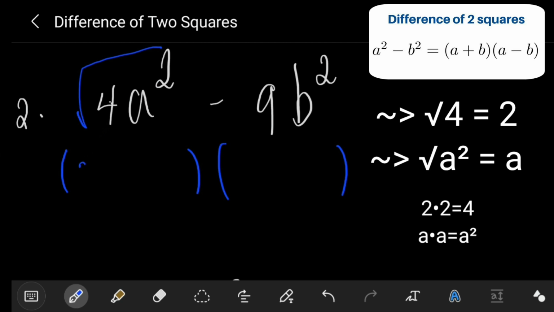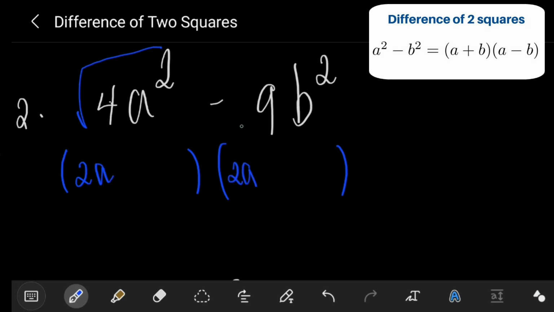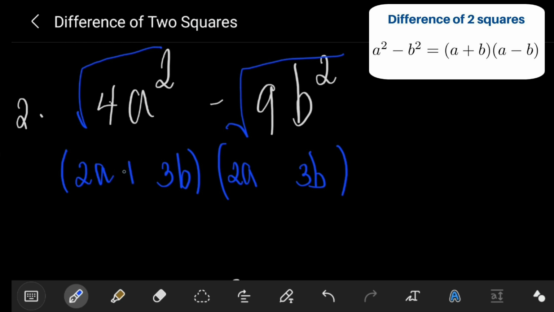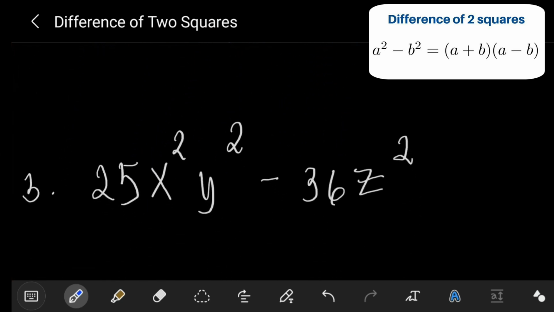Kunin ang square root ng first term. Square root of 4 is 2, because 2 times 2 is 4. Square root of a squared is a. So, siya na yung magiging first term natin. Next step, square root of second term. Square root of 9 is 3, because 3 times 3 is 9. Square root of b squared is b. So, yun na yung ating second term. Sagot na tayo. Napakadali lang, di ba mga kamatik?